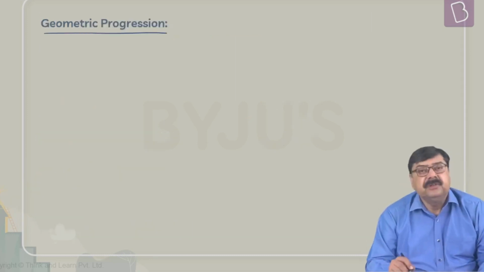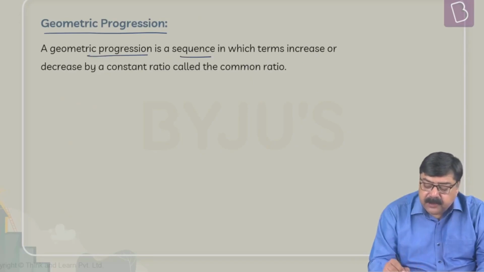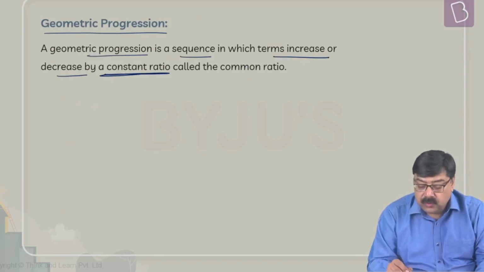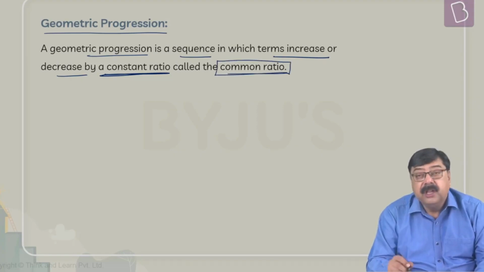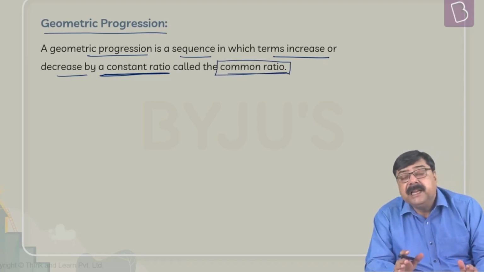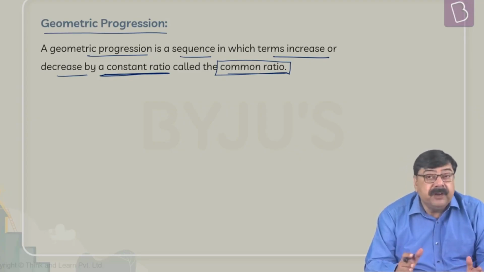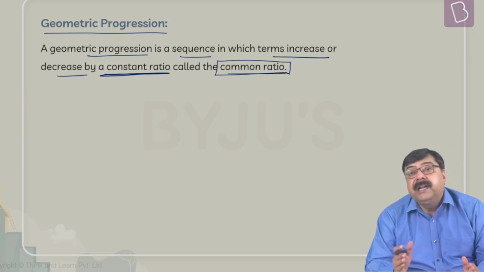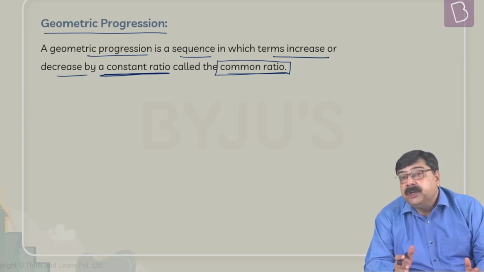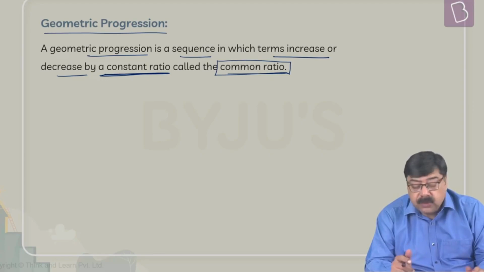Geometric progression. Now, a geometric progression is a sequence in which terms increase or decrease by a constant ratio called the common ratio. In case of arithmetic progression, the increase or decrease happened because of a common difference. Now in geometric progression, the increase or decrease will happen due to a common ratio.